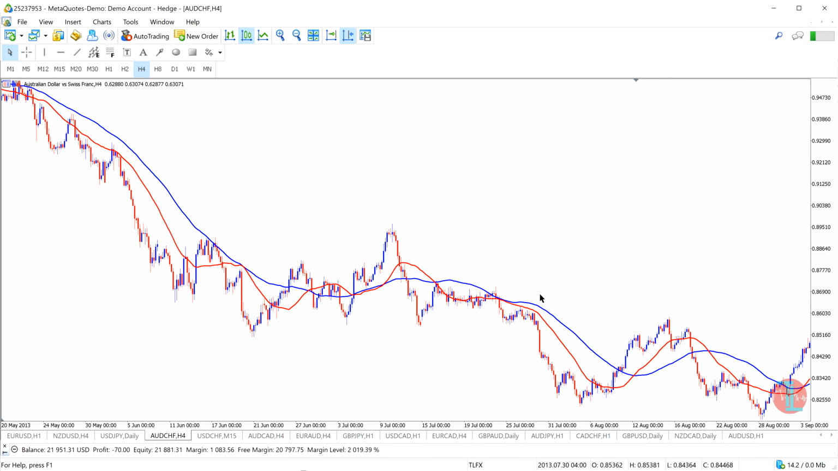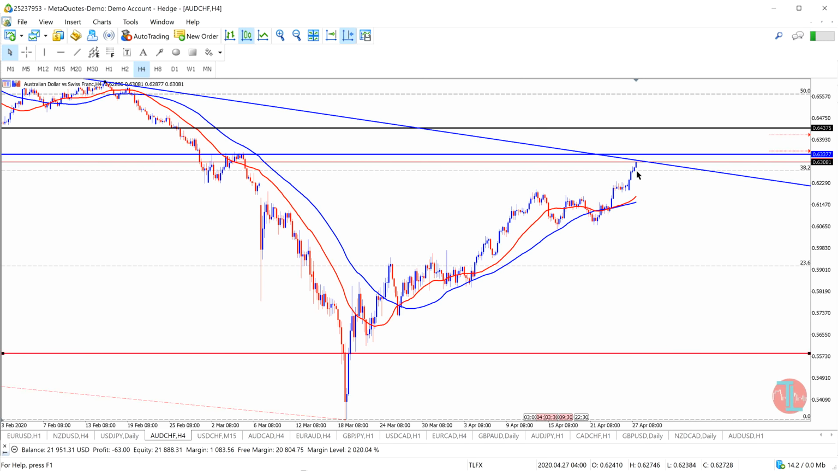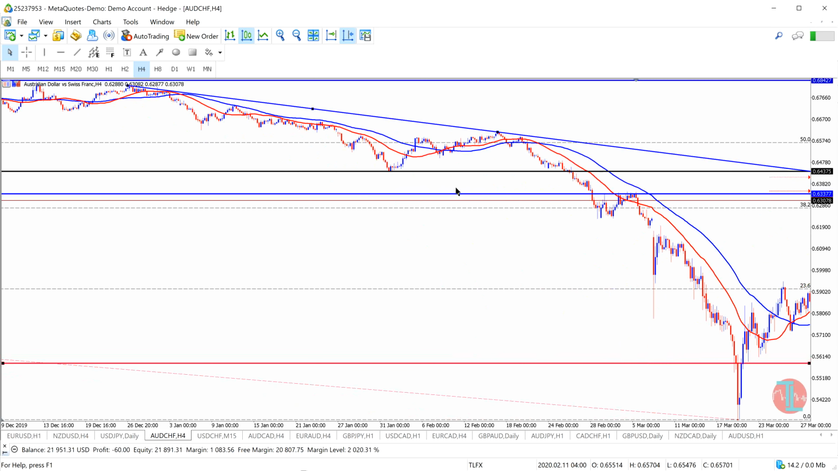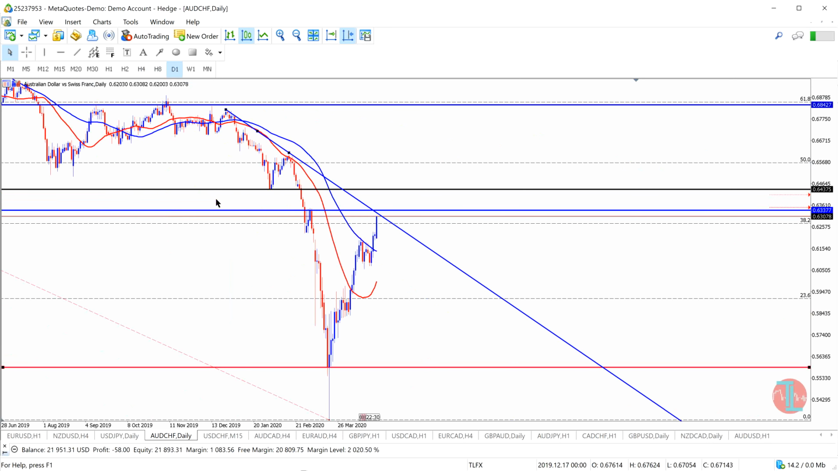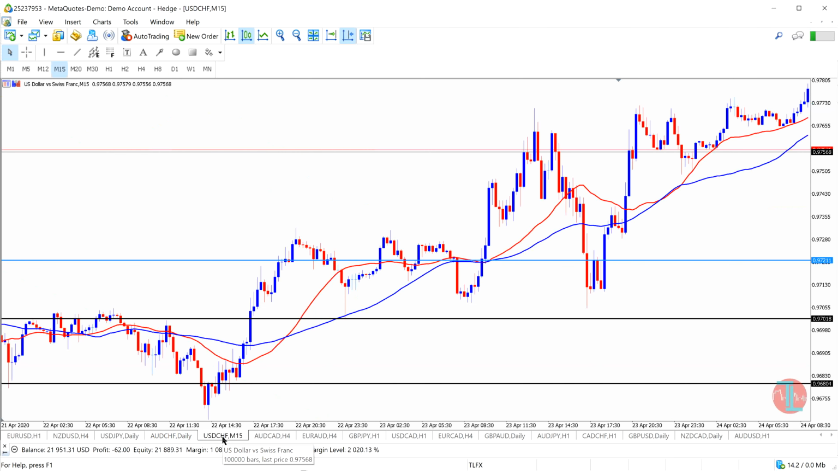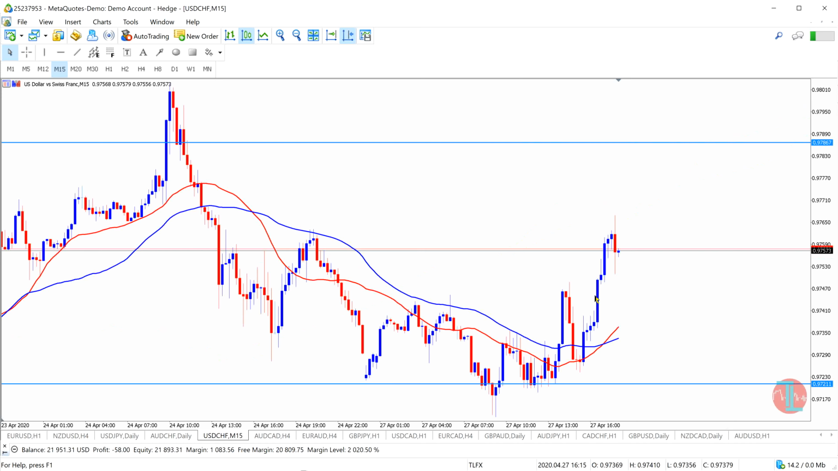All right, so I'm just going to keep an eye on that. As we were back on the 4 hour, we can see that we are testing this trend line currently, which was drawn on the daily chart. Okay, and this area is here. We're going to keep an eye on the Aussie chef. All right, so here we go with the dollar chef right now.